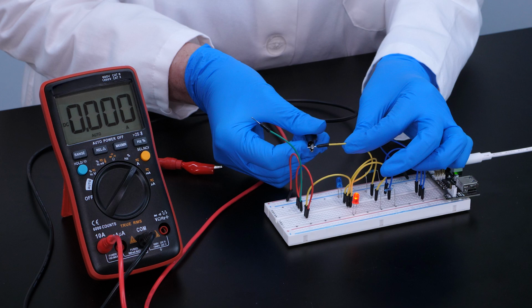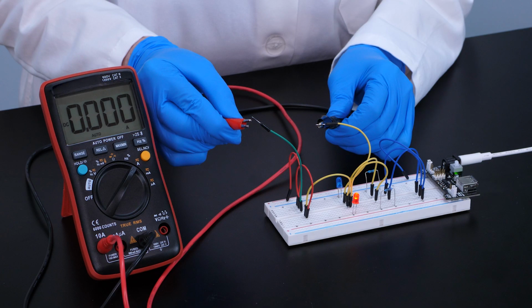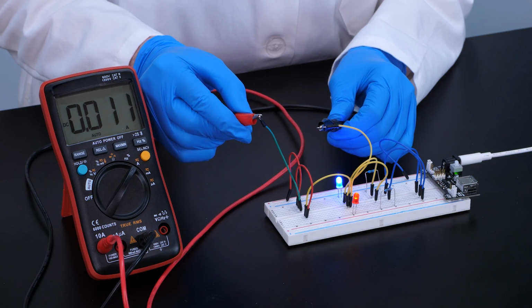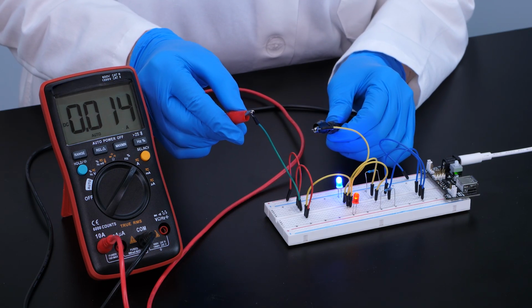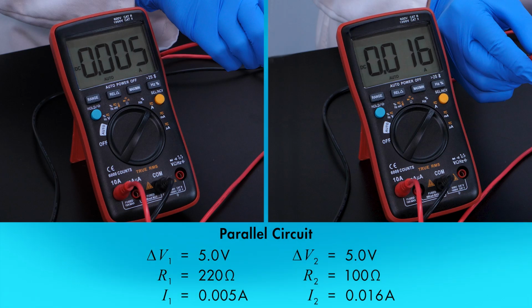Now we attach the exposed end of the yellow jumper wire to the clip connected to the black lead of the multimeter. Then, we attach the exposed end of the green jumper wire to the clip connected to the red lead of the multimeter. When we connected the red lead, the circuit was closed again, so both LEDs are back on. We see that the current flowing through the second load is 0.016 amperes.